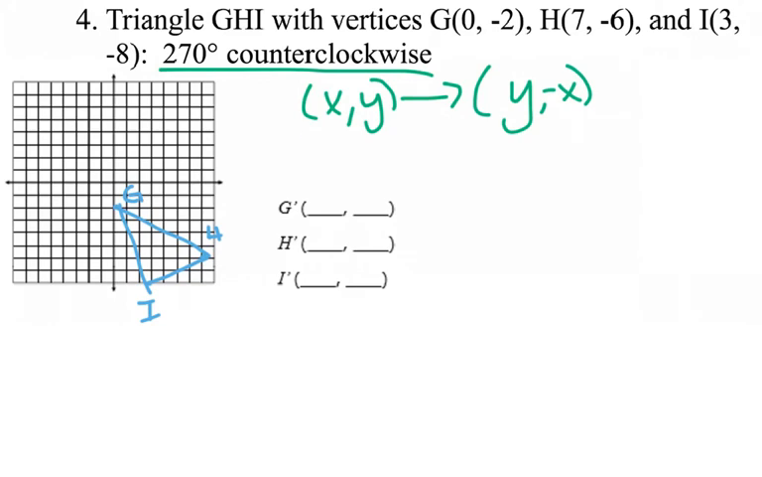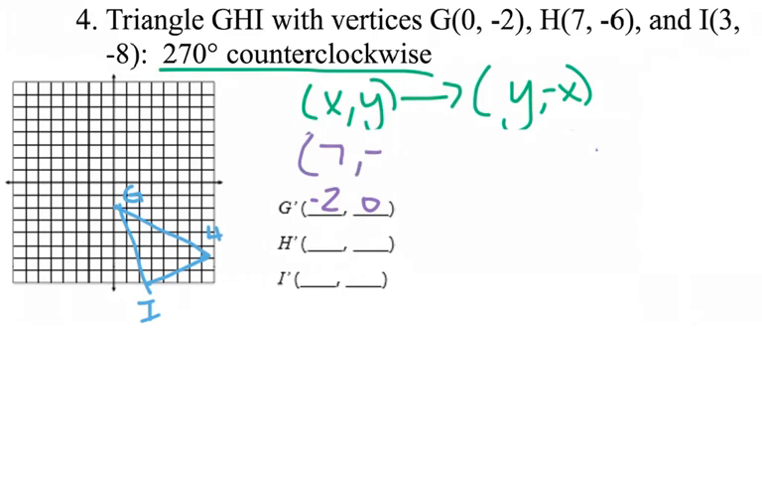So I'm going to take that point 0, negative 2. I'm going to switch places, and then I'm going to make the original x negative. However, 0 can be neither negative or positive, so you really don't even have to worry about that one. Fine. Alright, next one.